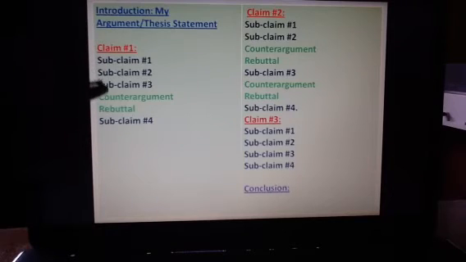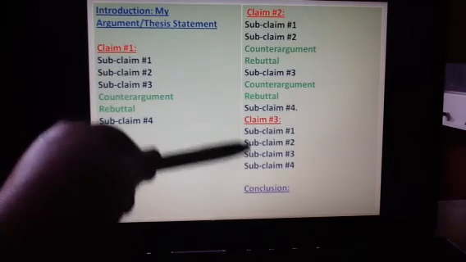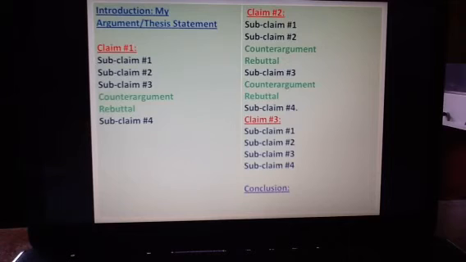Now notice I've got 4 subclaims. I also, for my subclaim 3, have a pretty important counter-argument and rebuttal I want to discuss. So, you can plug this counter-argument in any way you want. You may not even have a counter-argument. See over here, I don't have a counter-argument. It's to insert your counter-argument and rebuttal where you think it fits into your paper.